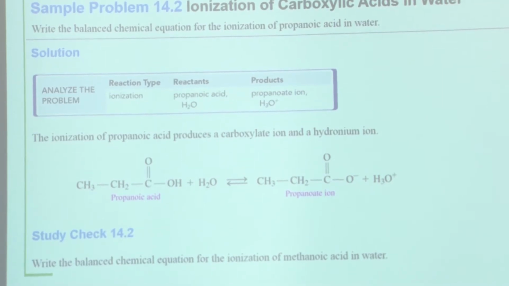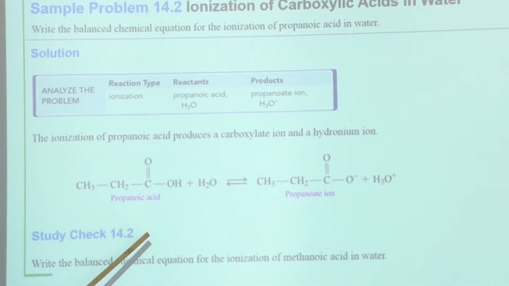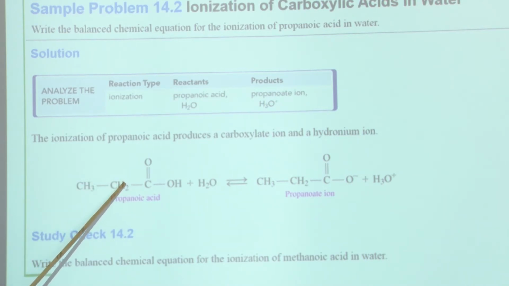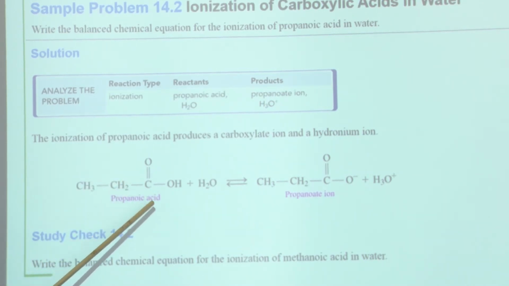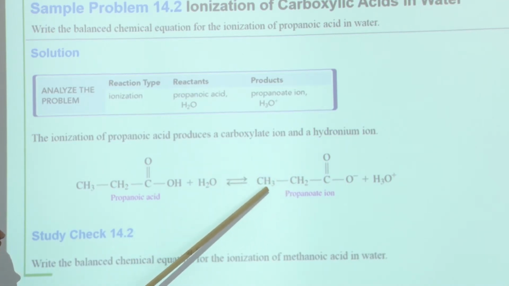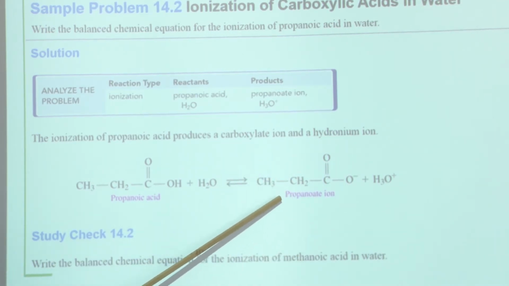Methanoic acid in water. So we can repeat the same equation with methanoic acid, starting with methane. So here you have an ethyl group. For methanoic acid, you will just have hydrogen. So replace this with hydrogen, methanoate ion, and hydronium ion.